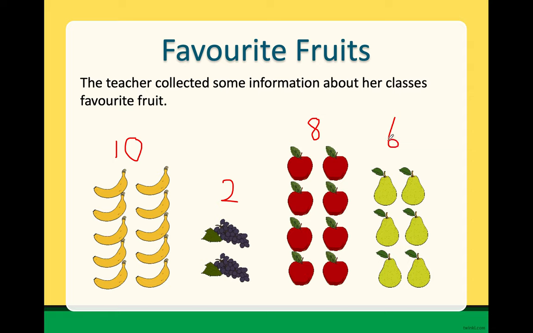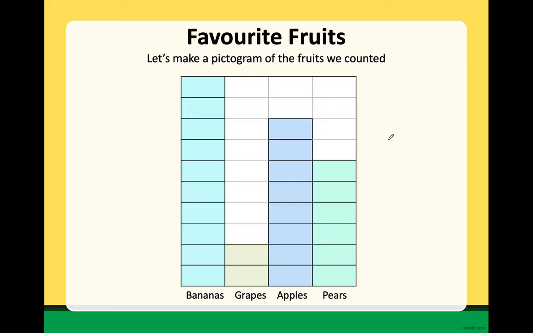Now it's time to make a pictogram using this information. So we said that 10 people like bananas. So we can put 10 bananas in the picture. How many people liked grapes? We said that 2 people like grapes, so we can put 2 grapes in the block over here.